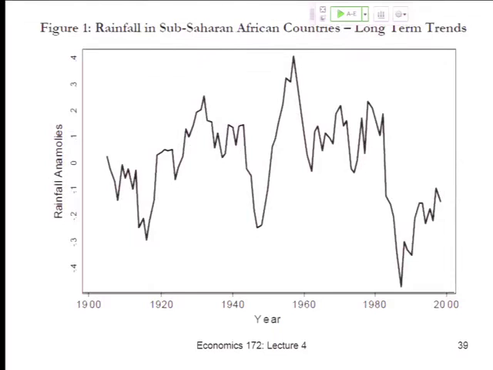This is the time series of average rainfall in sub-Saharan Africa from 1900 to 2000. These guys got the best data they could get their hands on for a century. What's nice about this is you get some sense of what the long-term averages are in Africa. So the way they presented their data, let me explain the axes better.